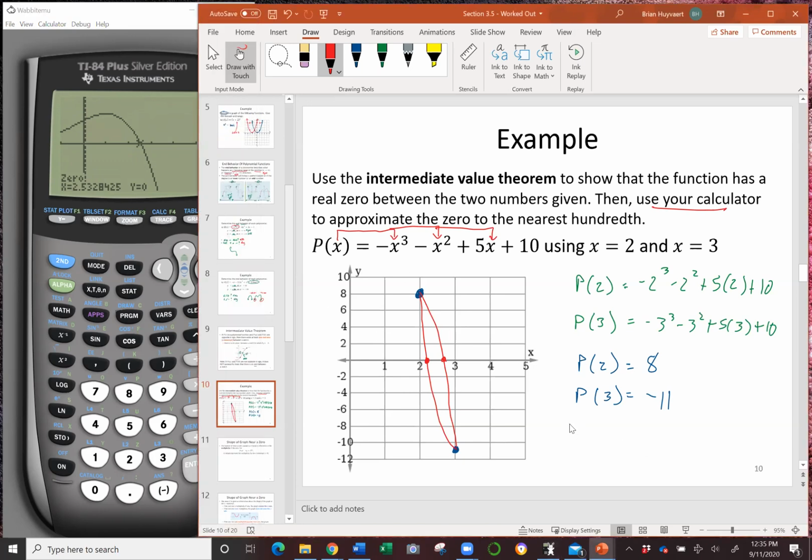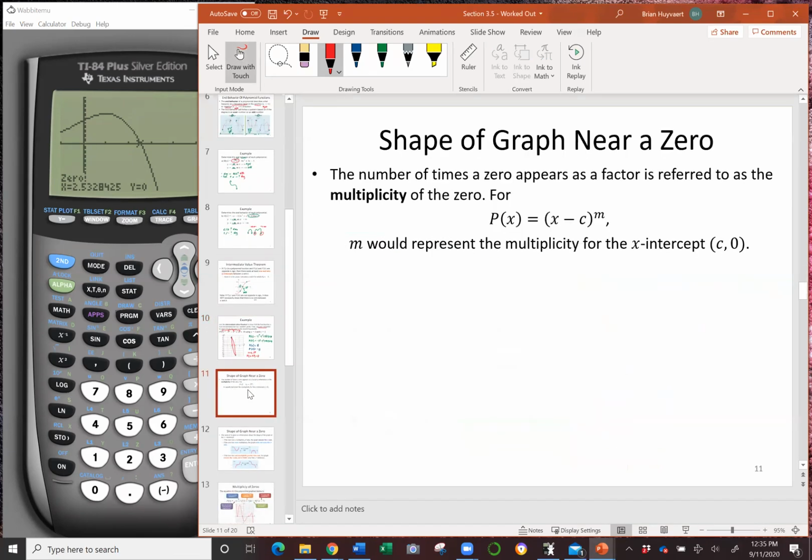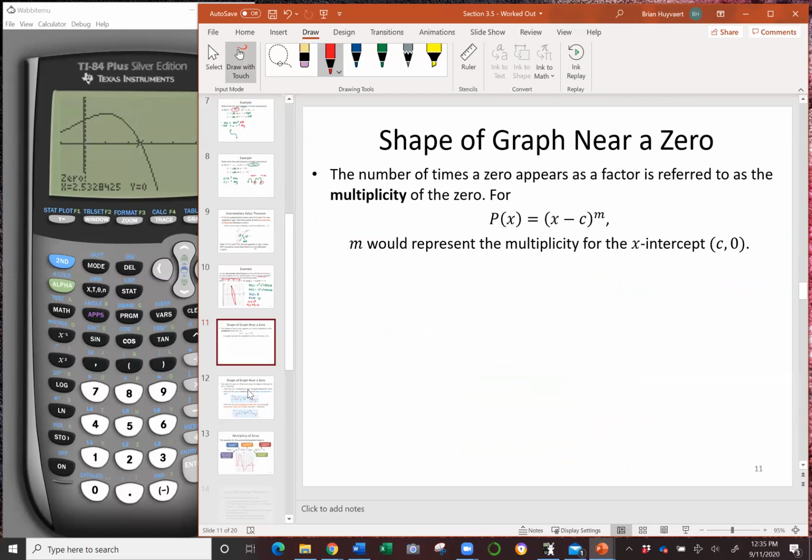So x equals 2.53, or another way to say that is p of 2.53 is 0, right? That's what it means to be the 0 of a function. Okay, the next thing we look at is multiplicity.